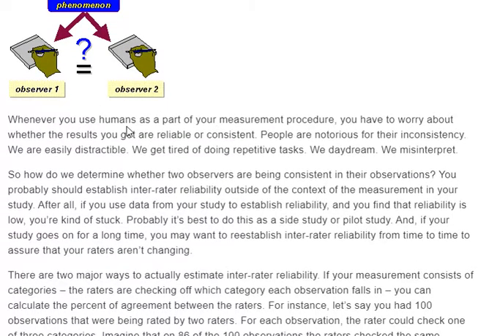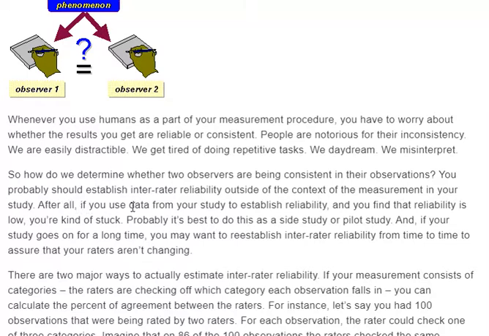Whenever you use humans as part of your measurement procedure, you have to worry about whether the results you get are reliable or consistent. People are not known for their consistency. We are easily distractible. We get tired of doing repetitive tasks. We daydream. We misinterpret. So, how do we determine whether two observers are being consistent in their observations? You should probably establish inter-rater reliability outside of the context of the measurement in your study.